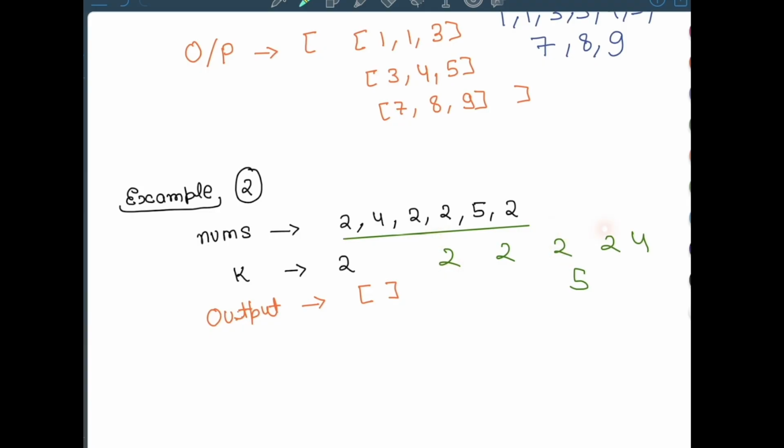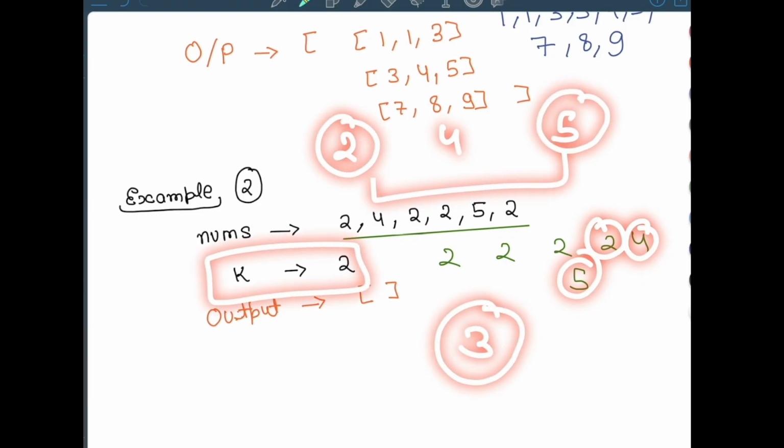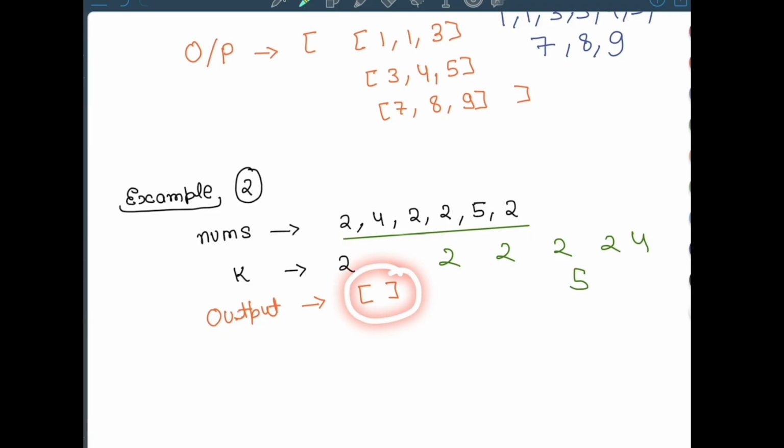The next three elements are 2, 4, and 5. Now in 2, 4, and 5, this is the lowest, this is the highest, their difference is 3. And if the difference is more than k, then we can just directly return an empty array instead of doing anything. That is, if we cannot create such an array, then we can directly return an empty array.